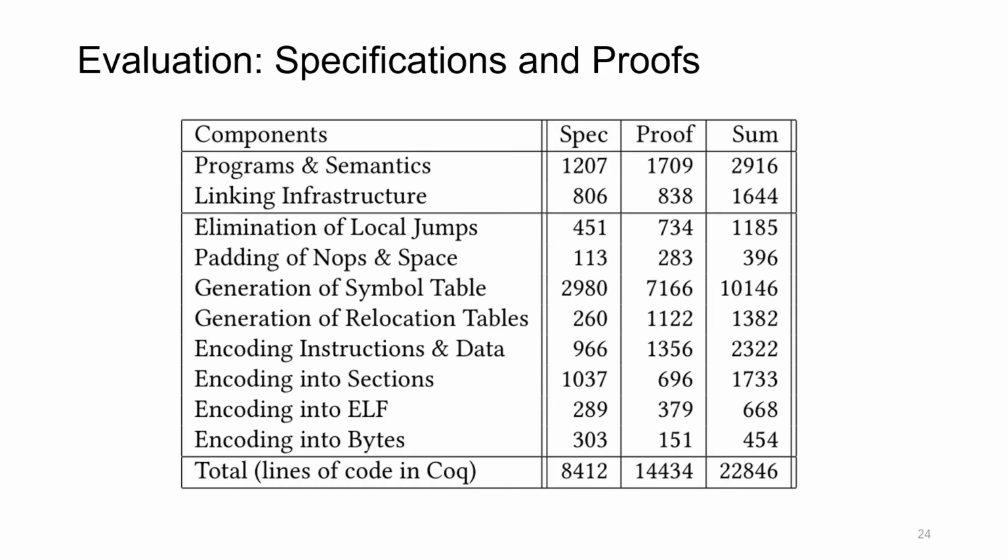CompCertELF is developed in the Coq proof assistant. It adds almost 23,000 lines of code on top of Stack-Aware CompCert, and it takes more than 1 person-year to finish. Note that the most complicated proofs are for the symbol table generation and its separate compilation. They account for almost half of the proof effort.